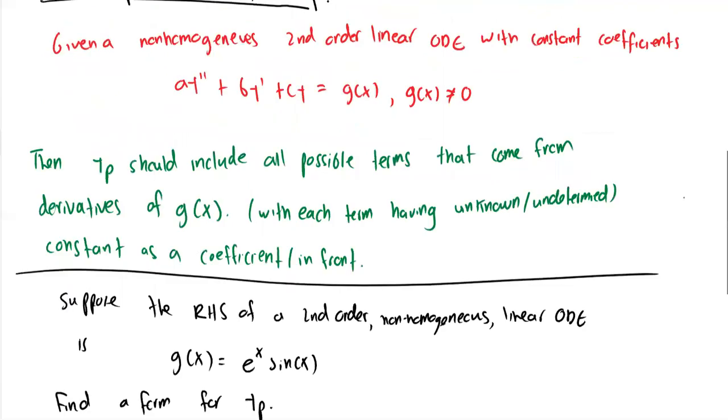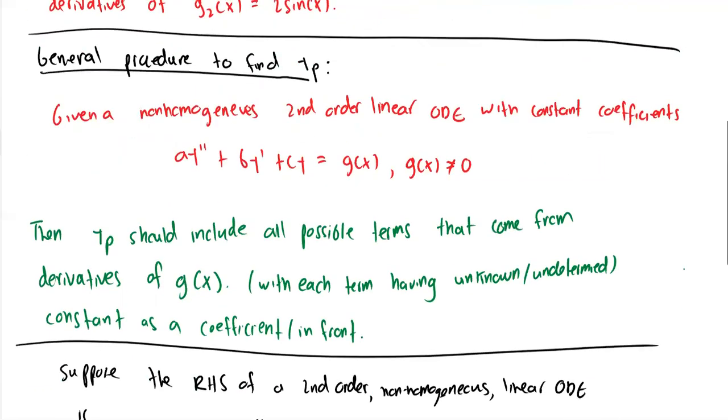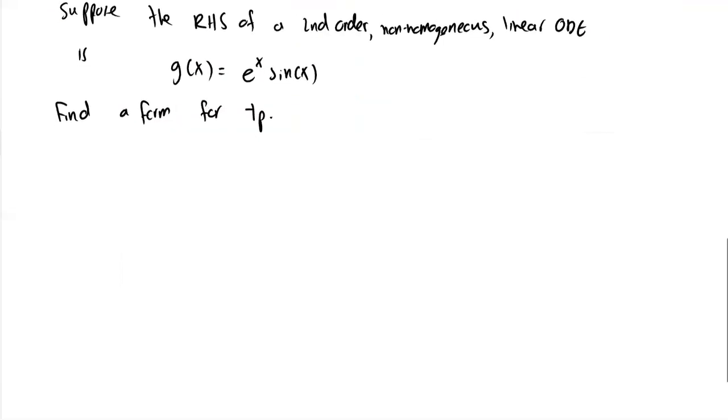Now, as we saw in the general procedure here, all we have to do is include all terms that come from derivatives of g of x in our particular solution. So let's take a couple derivatives of g of x and see what terms we get. Right? So the zeroth derivative is just e to the x sine x. So we know we're going to have to include this term.